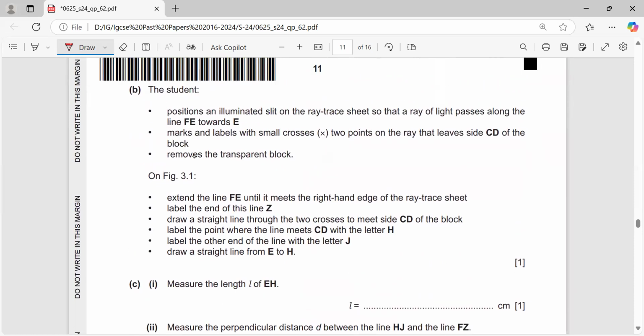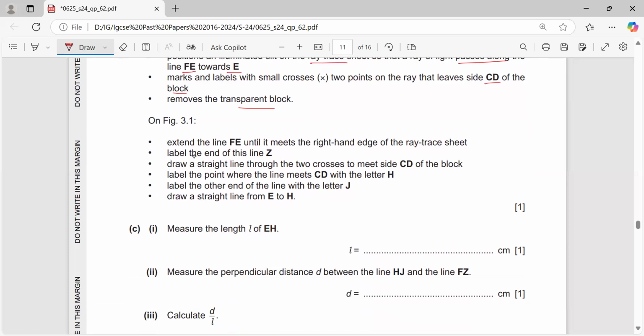Now, the student positions an illuminated slit on the ray trace sheet, so that the ray of light passes along the line FE towards E. Mark and label with small crosses X the two pins on the ray that leaves the side CD of the block, then remove the transparent block.